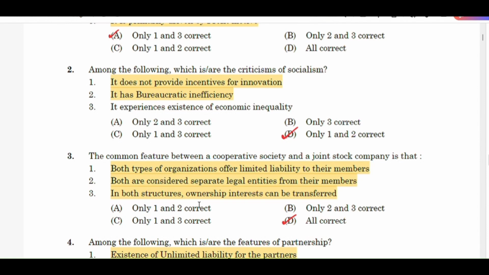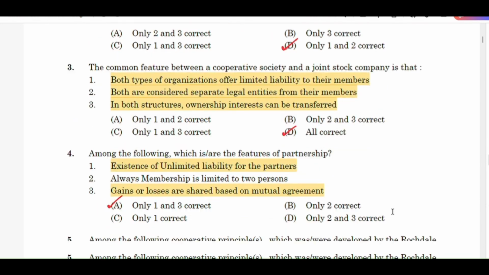Next question, the common features between a cooperative society and a joint stock company is that: answer is option D, all correct. Both types of organization offer limited liability to their members. Both are considered separate legal entities from their members. In both structures, ownership interests can be transferred.